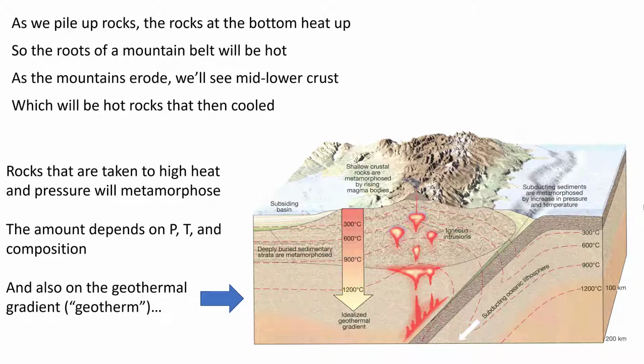You can see in the diagram on the right here how the geothermal gradient, shown by the dashed red lines, will change depending on where you are in the context of a subduction zone.